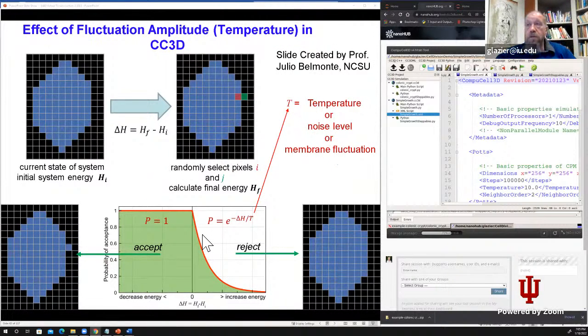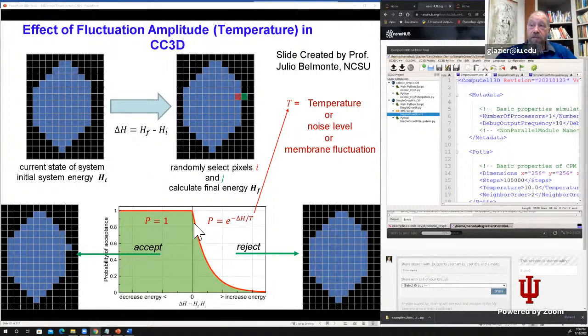And this is something we're going to do again and again. This is Giulio Belmonte, my old student's slide, explaining this. If the forward movement has an energy change that reduces the pattern energy, I accept it with probability 1. If the reverse movement has an energy that's opposed to the movement, I accept it with a probability that decreases with the energy cost of the movement.